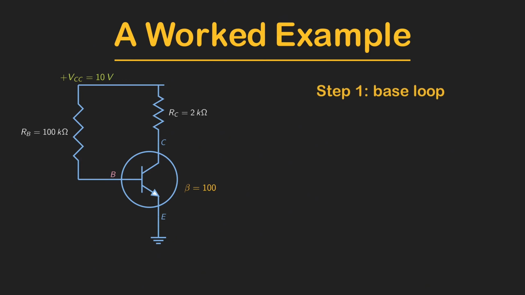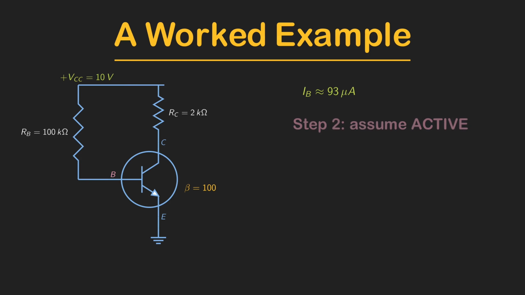We begin at the base loop. The base current is the supply voltage minus the base to emitter voltage, all divided by the base resistor. So that is 10 minus 0.7 divided by 100 kilo ohms, which comes out to about 93 microamps. Now we make our assumption. Let us assume the transistor is active and use the formula collector current equals beta times base current. So that is 100 times 93 microamps, which gives 9.3 milliamps.